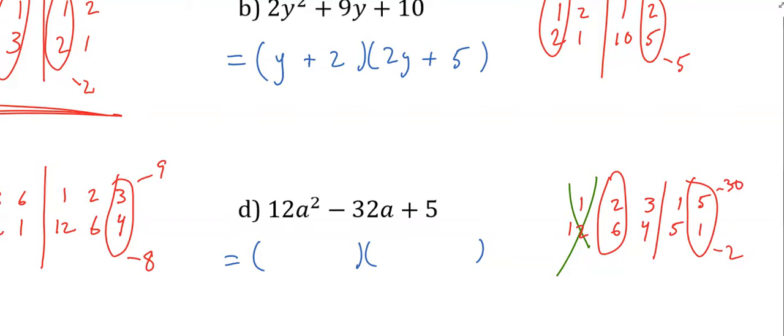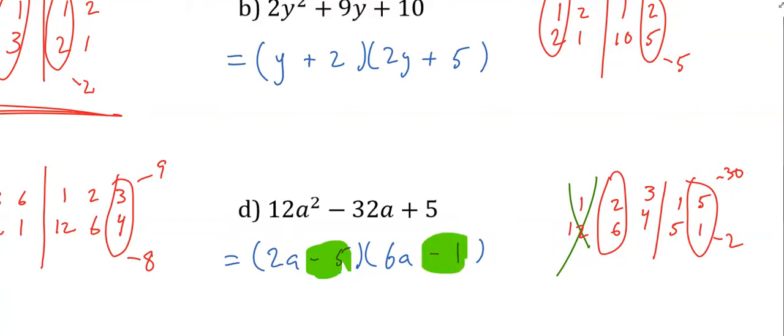So I got 2a and 5, 6a and 1, and both are negative. So again, go back, do your check. Negative 5 times negative 1 is positive 5. 2a times 6a is 12a squared. And then smile twice, and I go negative 2a and negative 30a is negative 32a. Could you check?